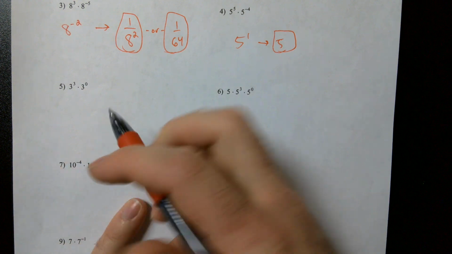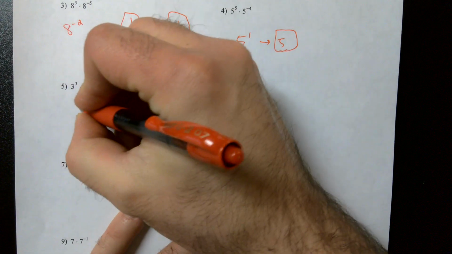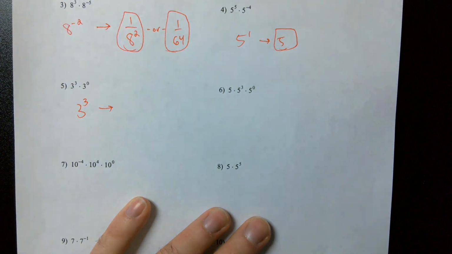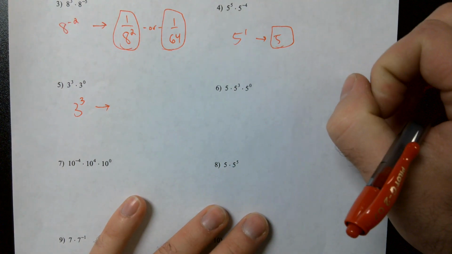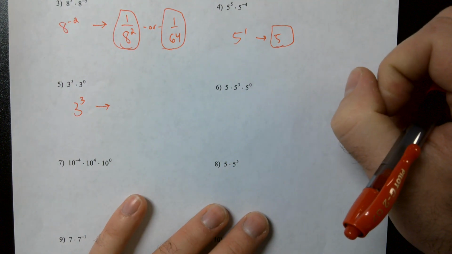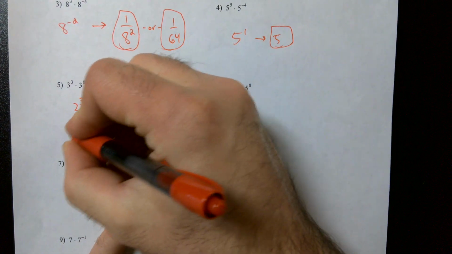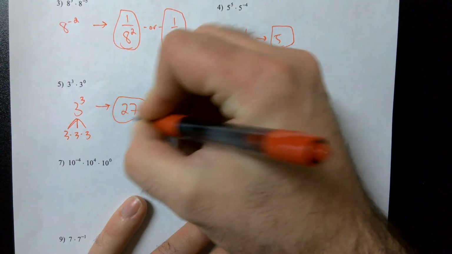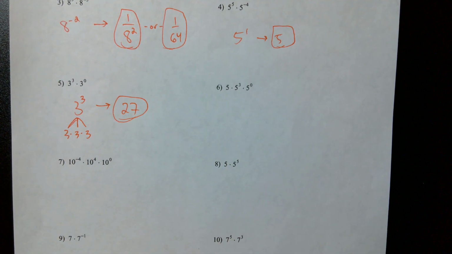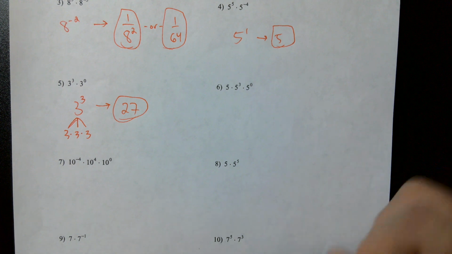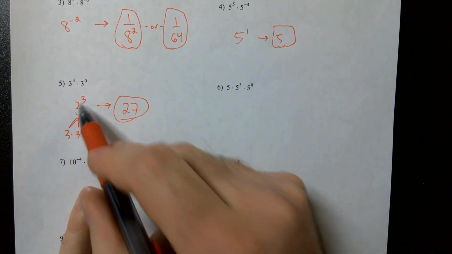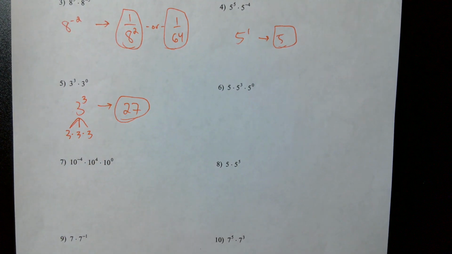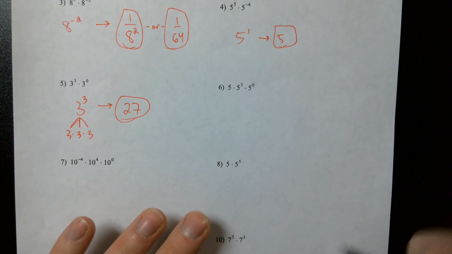For number 5, we get 3 to the power of 3. Anyone know what 3 to the power of 3 is equal to? 1? 3 times 3 times 3, right? What's 3 times 3 times 3? 27. Now, if we were doing 3 divided by 3, we would get 1. I think that might be what you're thinking. But 3 to the power of 3 means multiplying it by itself that many times, 3 times 3 times 3.